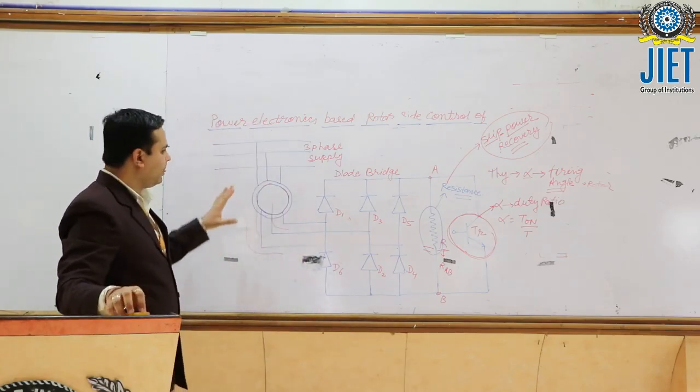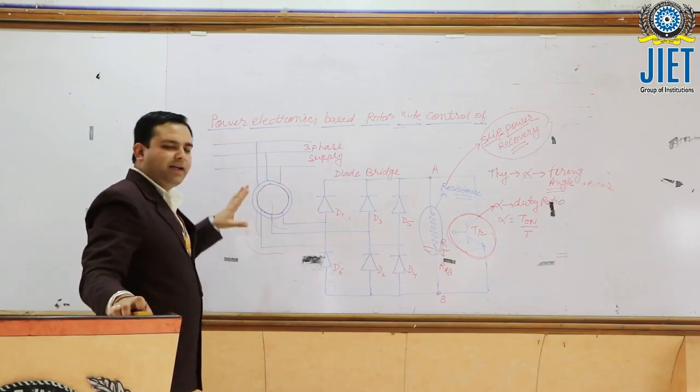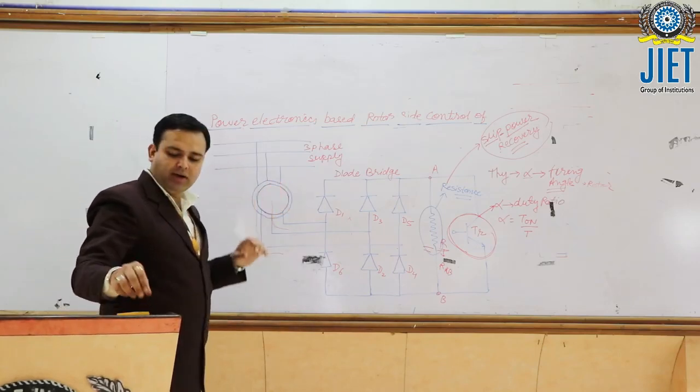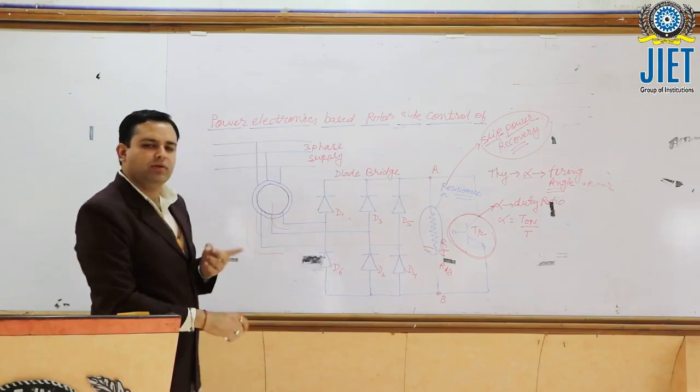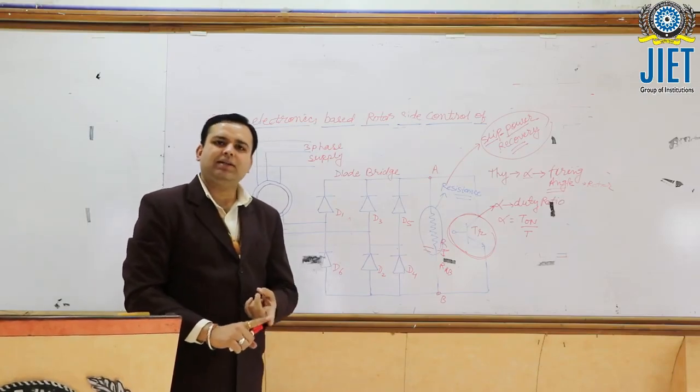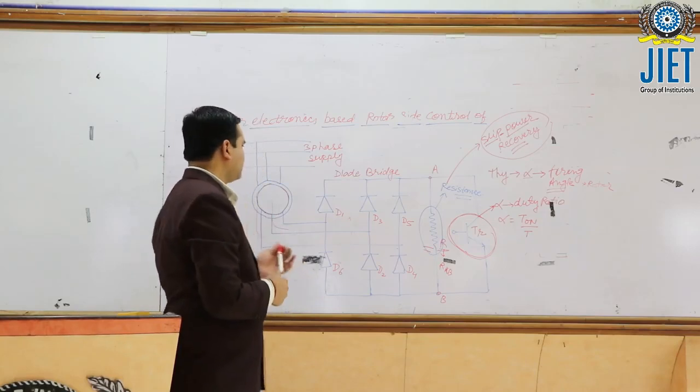So this is the static rotor side control, and now we'll discuss the slip power recovery schemes, in which two configurations are there. The first one is the Scherbius drive, and the second one is the Kramer drive.